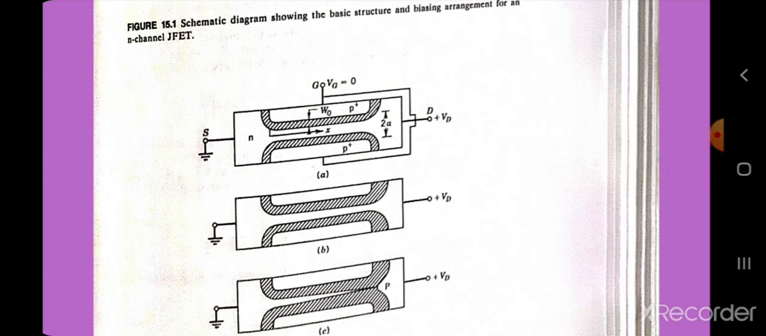We assume that the channel is uniformly doped with the donor concentration Nd and that the P+ gate regions are much more heavily doped than the channel, so that the spread of the depletion region on both sides can be neglected. Let us first consider the case in which the gate voltage Vg is equal to 0.